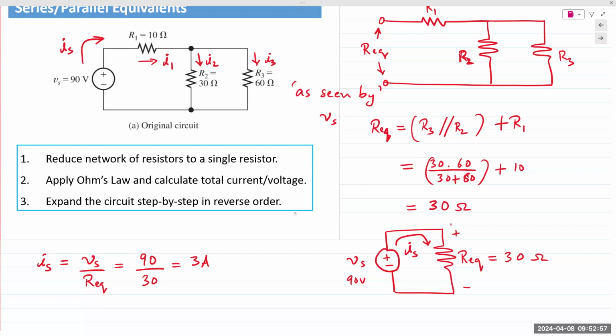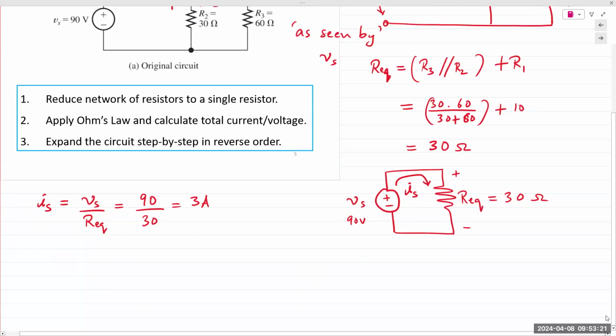Again, keep in mind, this Req is a mathematical representation of the 3 resistors. It's a mathematical representation and real life electrical equivalent. Physically, it's 3 separate connections. The source sees it as one single resistance. So now we reduce the entire circuit down to one single Req. Now we expand it back up again, one step at a time.